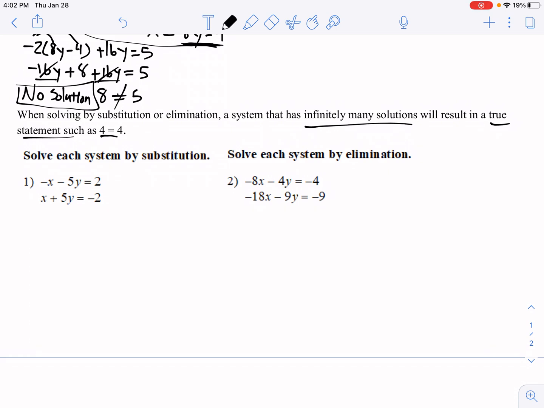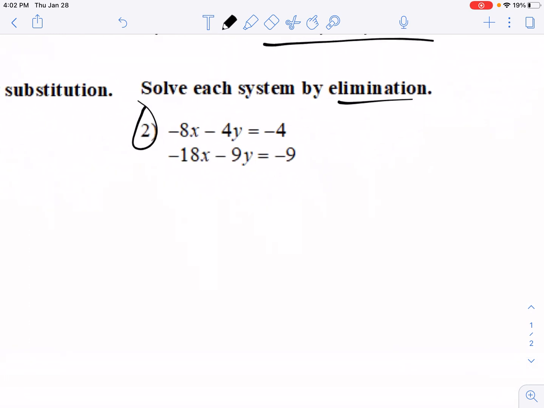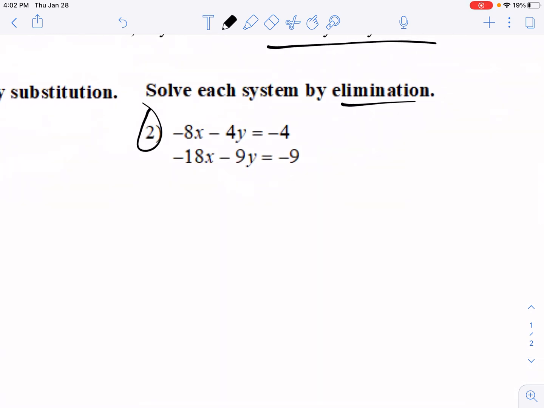Since we did substitution last time, let's work on the one that does elimination. Let's look at number 2, okay? Now, just a reminder on elimination, we could check to see if we have opposite coefficients and we could add or subtract right away. If we have close to opposite coefficients, just they're both positive or both negative. In this case, we don't have either of those situations.